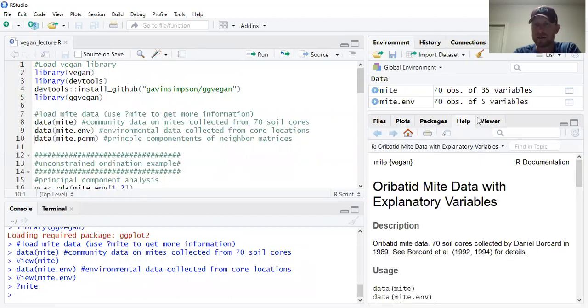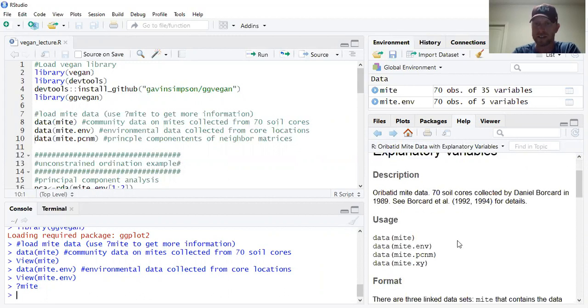the help window down here, notice that there is a description of this data set. So notice it's in the package vegan, and it tells you a little bit about each of the data sets. The last one that I'll cover today is this mite.pcnm.